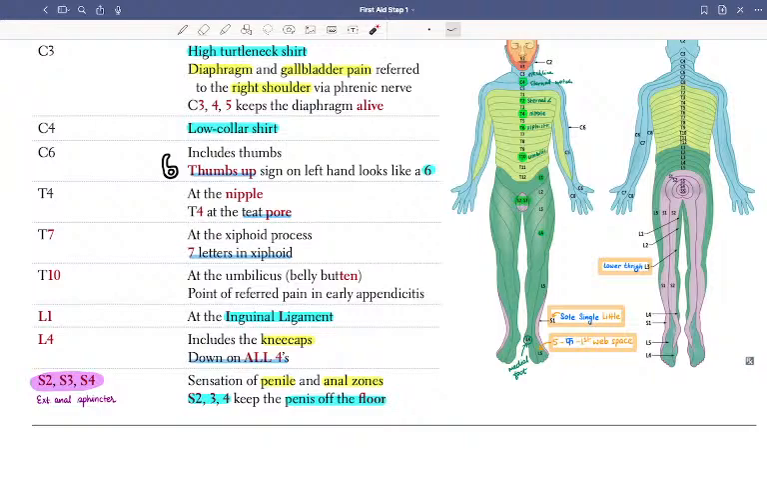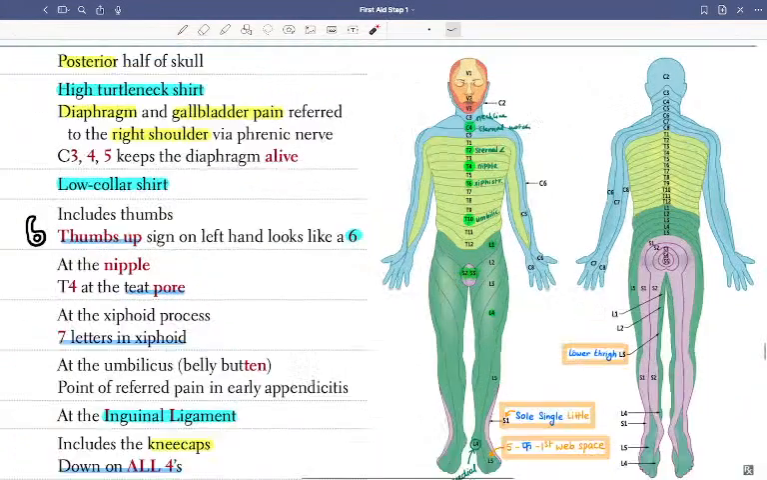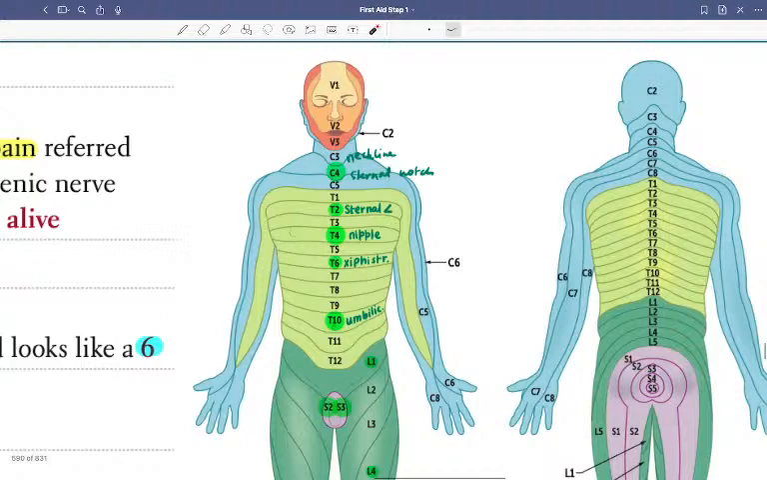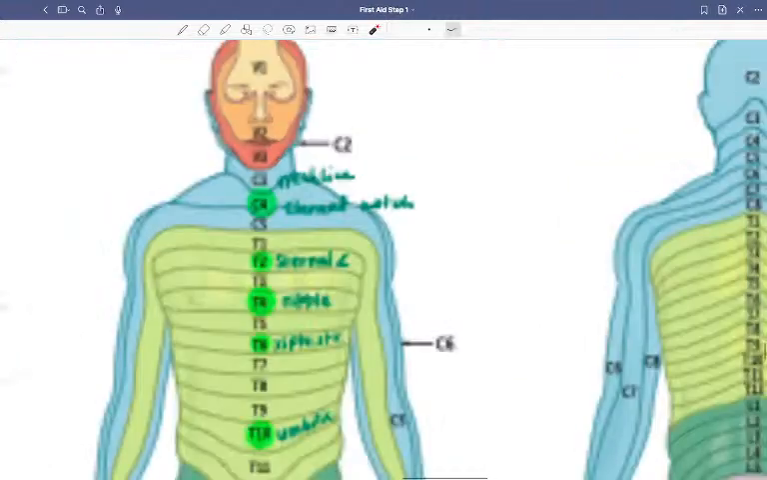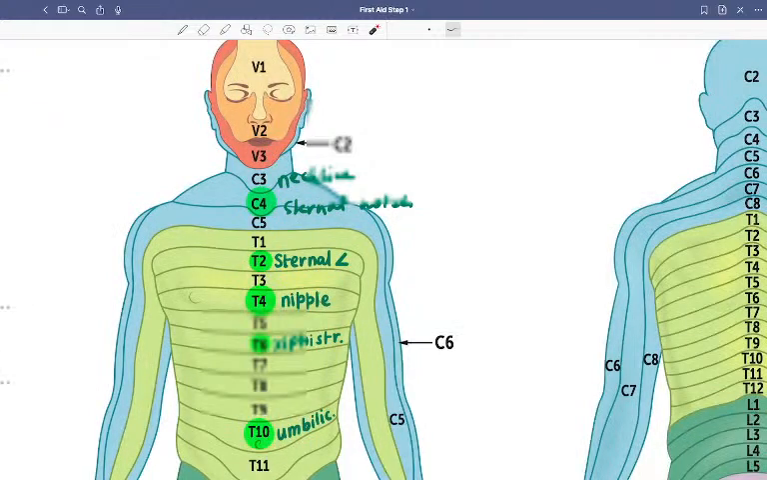Next, we can just look at this diagram and see some important points. This was the neckline. C4 is the sternal notch, and the sternal angle is T4. That was the sternal notch, and this side was the nipple. Xiphisternum is T7, because there were 7 letters, and T10 is going to be the umbilicus.